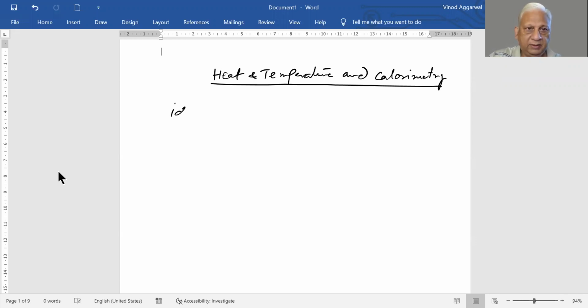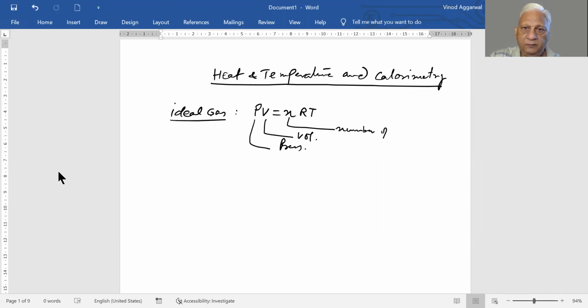First topic is ideal gas. An ideal gas is one which follows certain rules, like PV = nRT, where P is the pressure of the gas, V is the volume of the gas, n is the number of moles of the gas which has this much volume and this much pressure.